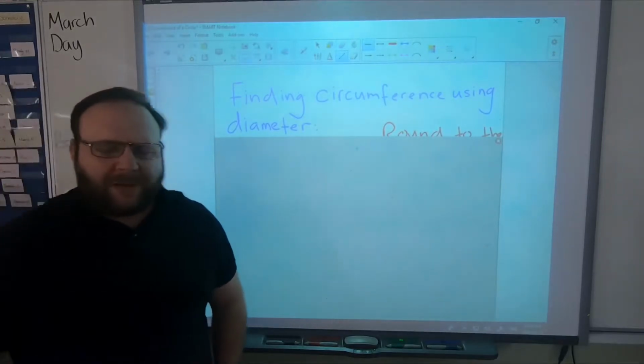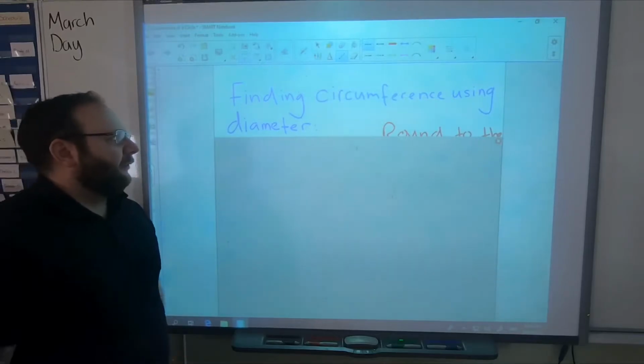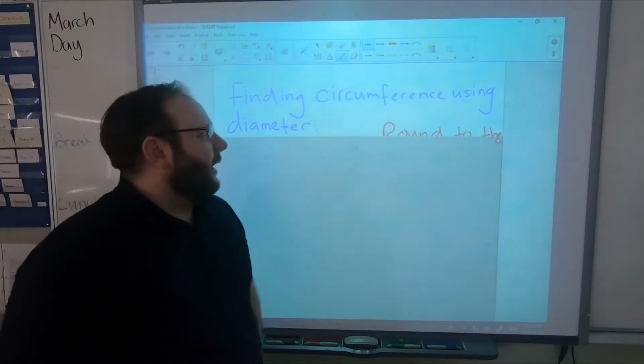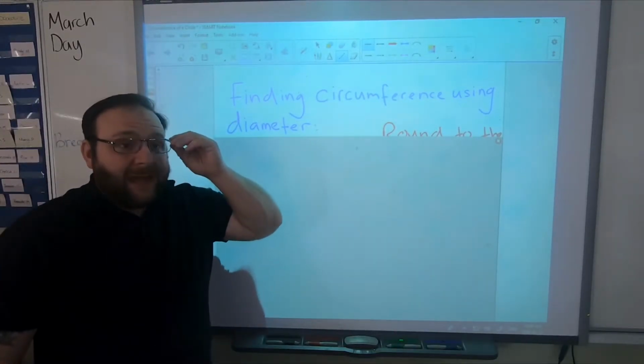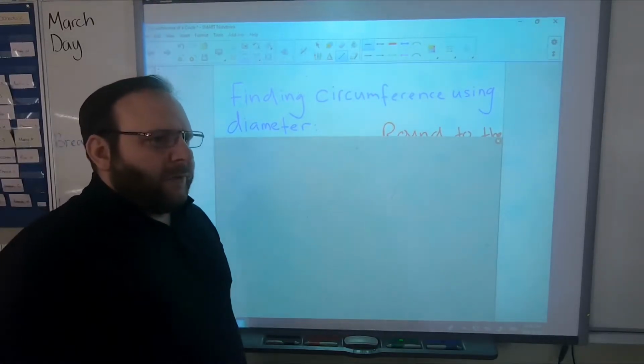Well, there is one more drawing circles one, but after that you're going to see circumference of circles. And the questions that we're going to be looking for is finding the circumference using the diameter. So if you know the diameter, how do we find the circumference? Who can refresh my memory here?